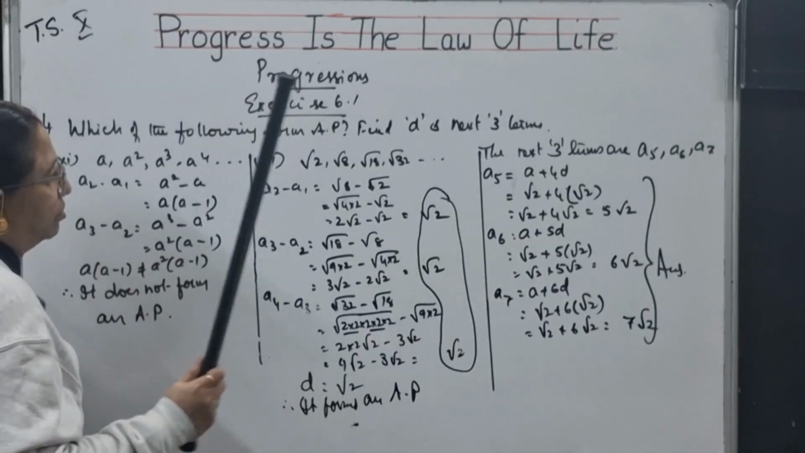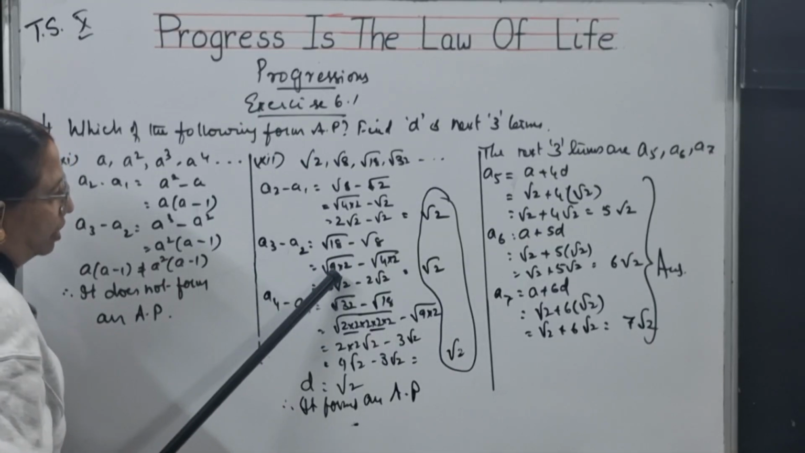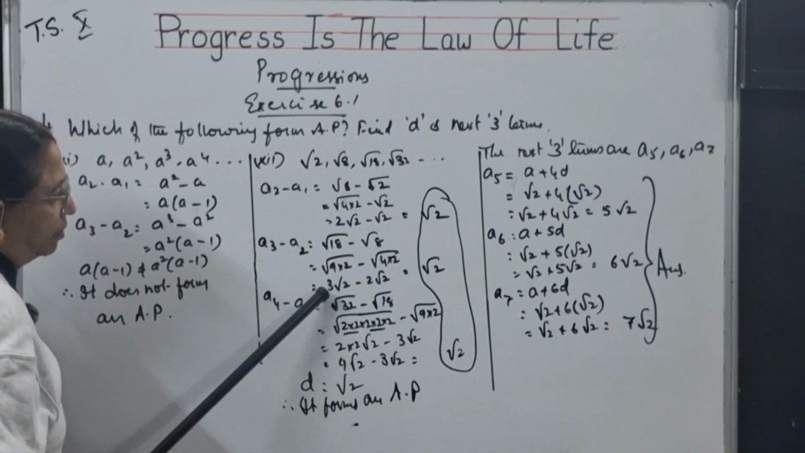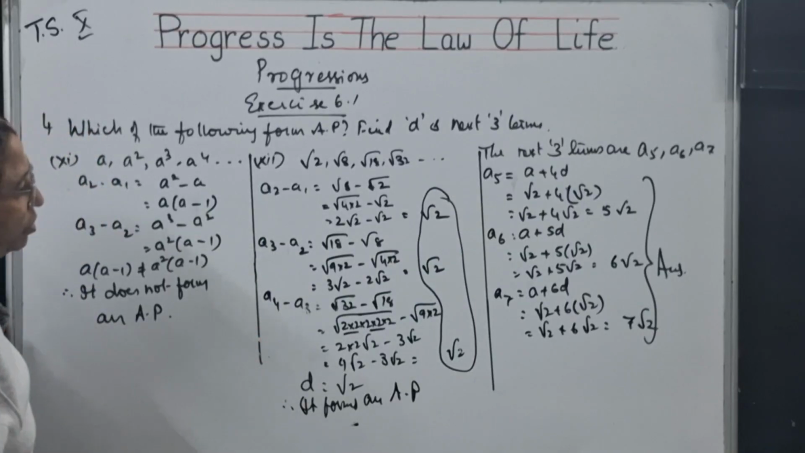Now A3 minus A2, that is root 18 minus root 8. Root 18 is 9 2s are 18, minus 4 2s are 8. So 9 means 3, you can take it out. 4 means 2, you can take it out. Here also we got root 2.